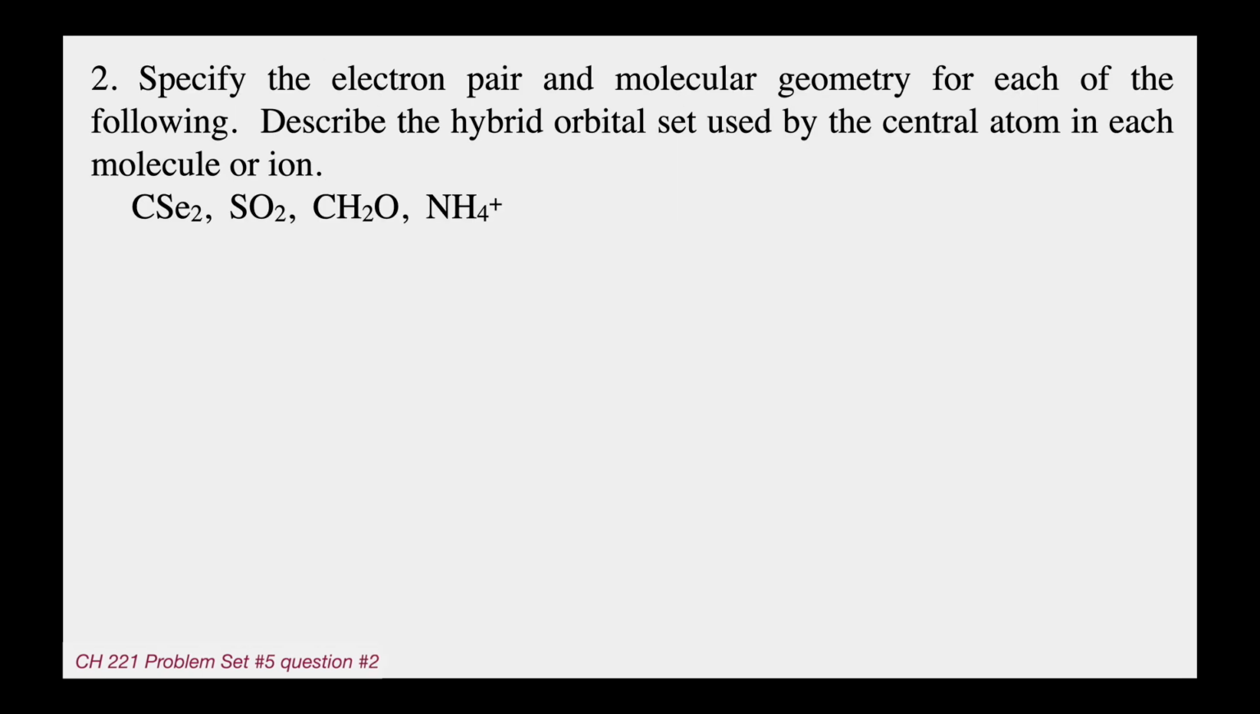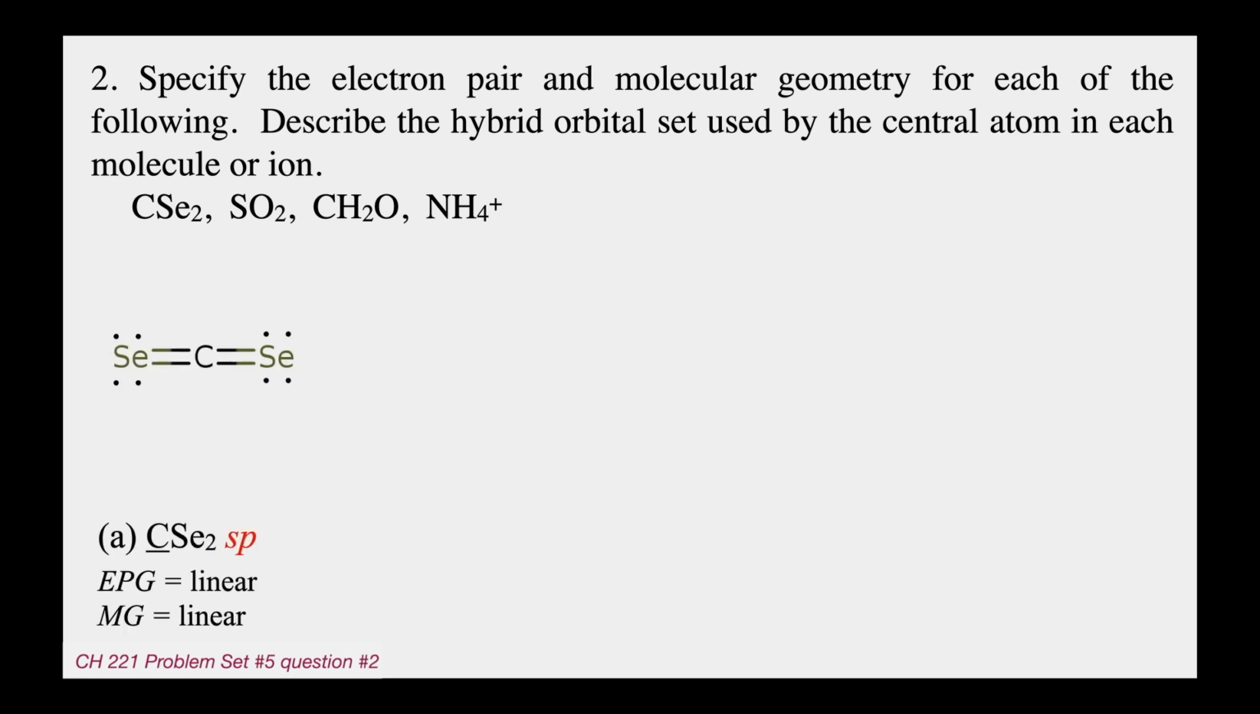So number 2, specify the electron pair and molecular geometries for each of the following, and then describe the hybrid orbital set used by the central atom. So again, hybrid orbital set just means hybridization. So on all of these, the first step, draw the Lewis structure, and the electron pair geometry will not only help you figure out the molecular geometry, but it will also help describe the hybridization or hybrid orbital set used by the central atom. So again, here's the first one, carbon diselenide.